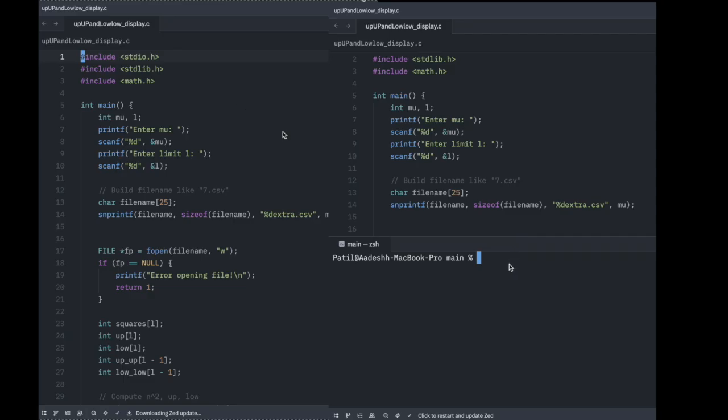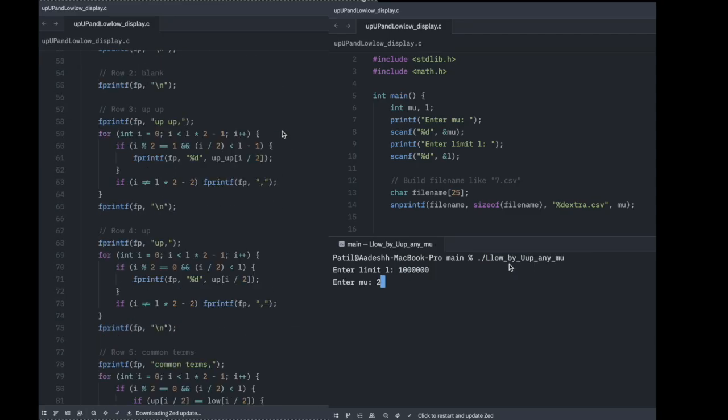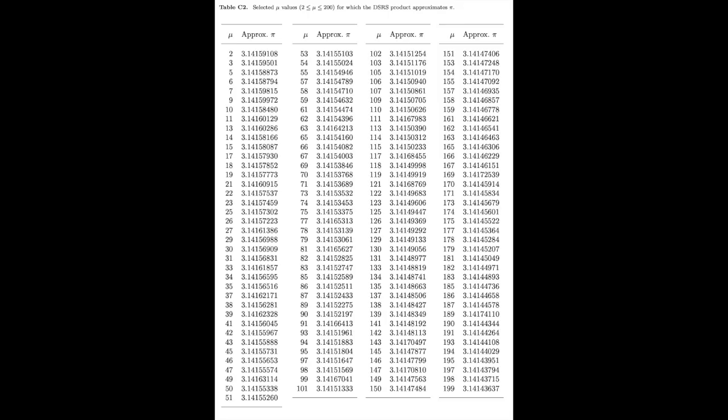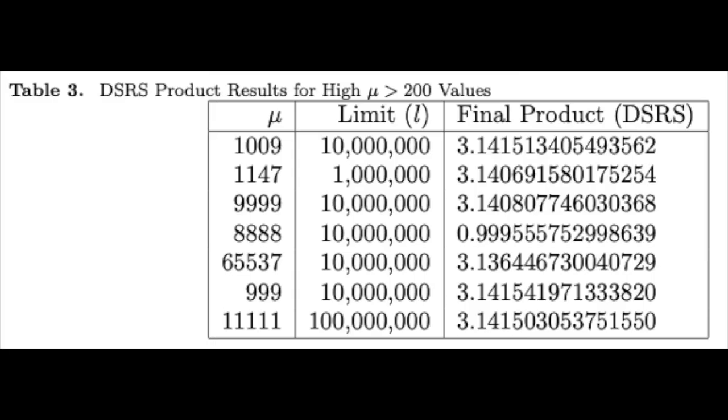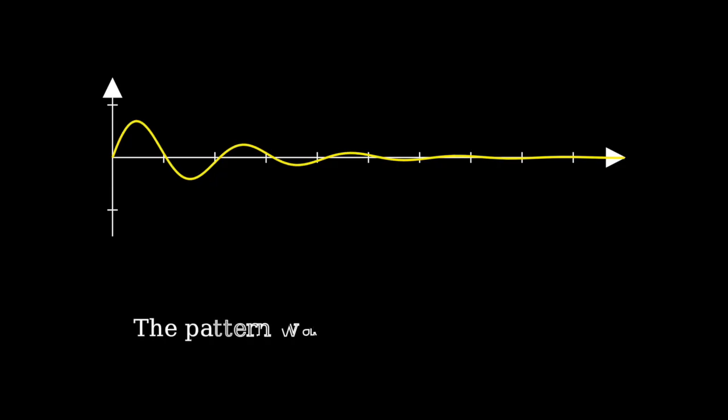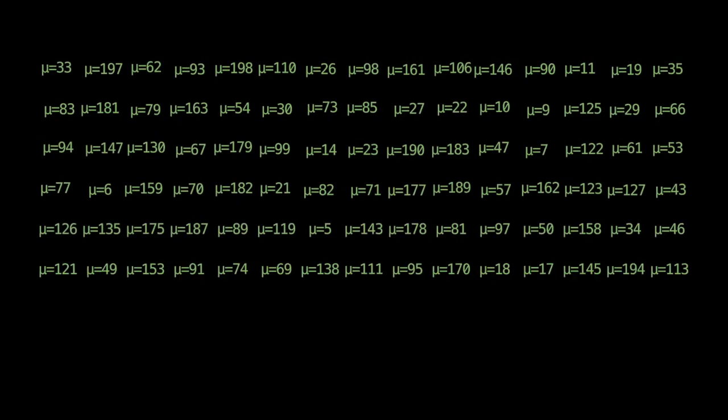Naturally, I wondered, what about other mu? So I wrote a C program and calculated it. First for mu equals 2 up to 200, then for random values of mu all the way to 100,000. The pattern was shockingly consistent. From all those computations, I realized a clear law.